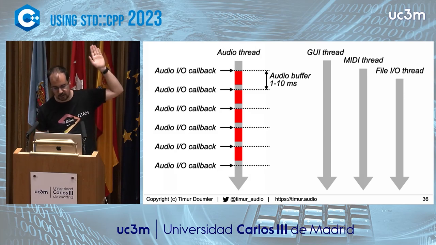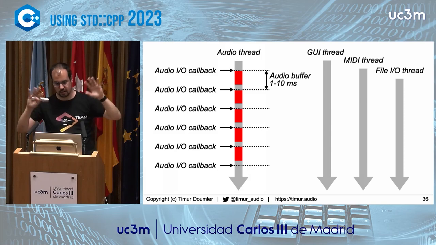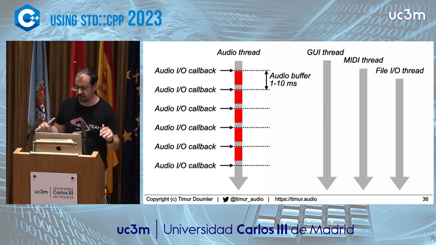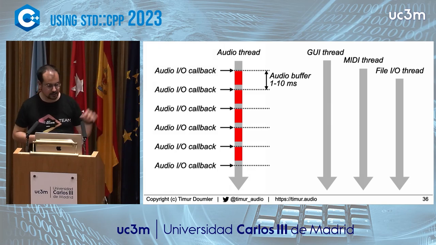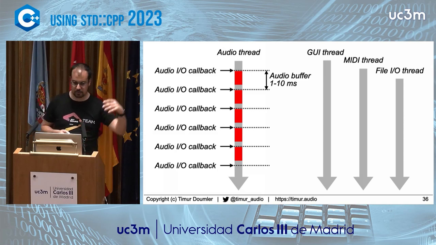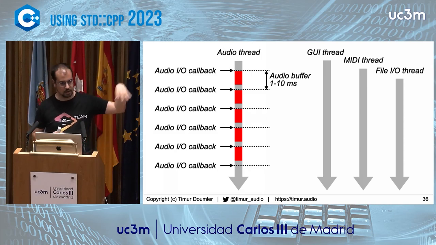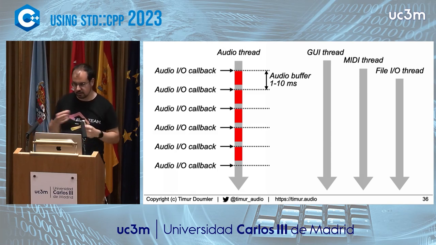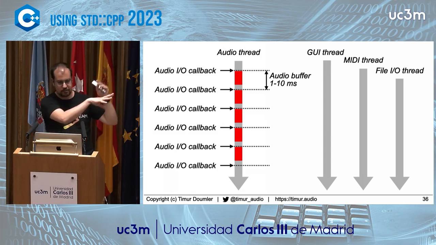And that happens typically on one thread, which is the audio thread, or people call it the real-time thread or the processing thread. And then you have a bunch of other threads in your app, like rendering the GUI, reacting to MIDI when you're playing a keyboard, or doing file I/O. Those threads don't have these constraints, and then you have to synchronize those threads.